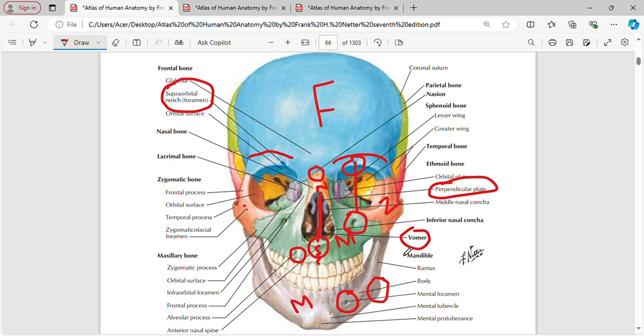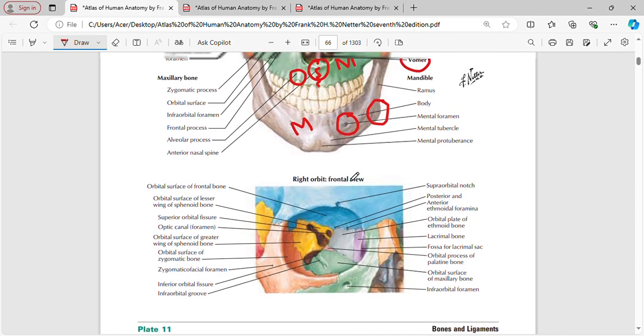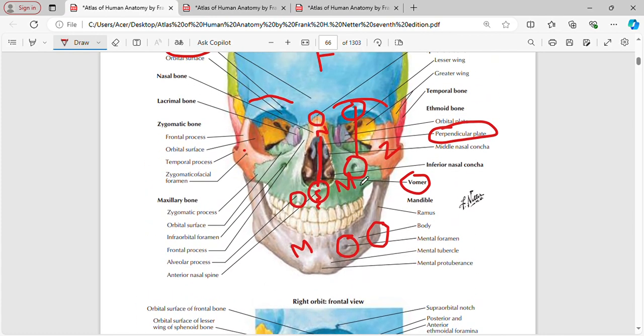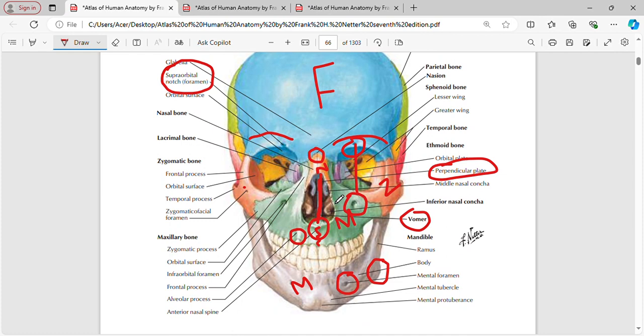So this was all about the norma frontalis. We'll be discussing the orbit, which is a very complicated structure, in a separate lecture. We'll also be discussing the nose and the other parts of the mandible in a separate lecture, because they are completely different bony prominences. We will also be discussing the norma lateralis and the inferior view.